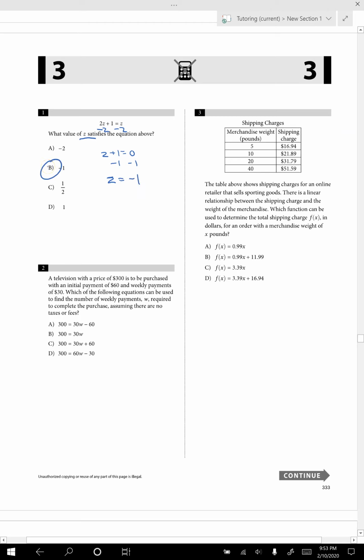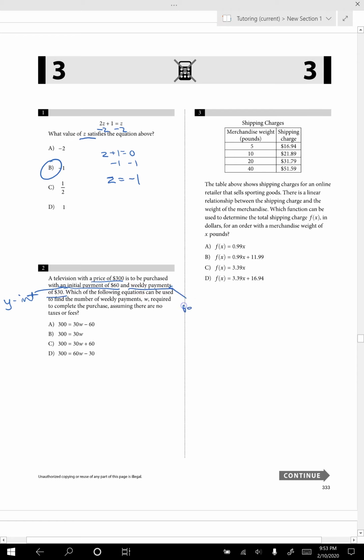Number 2, this is a word problem, and I see something that looks like linear equations in the answers. So I'm going to be ready for a linear equation word problem. We have a price of $300, an initial payment of $60. Okay, initial values, those are usually y-intercepts. And then we have weekly payments of $30.